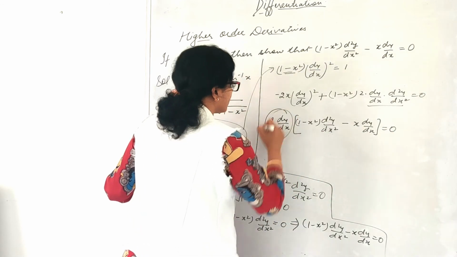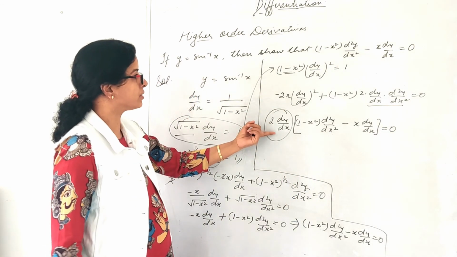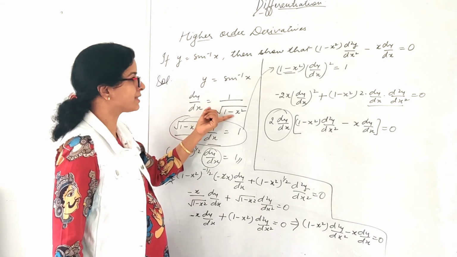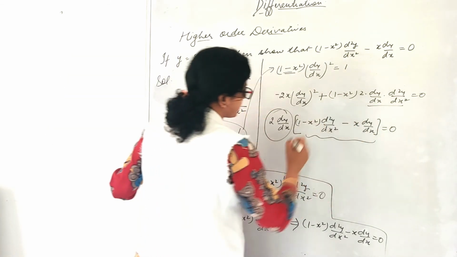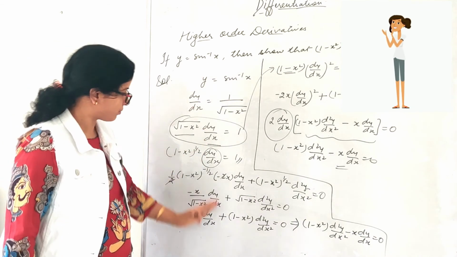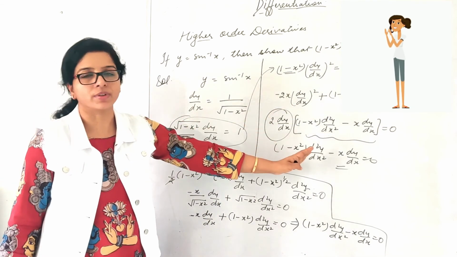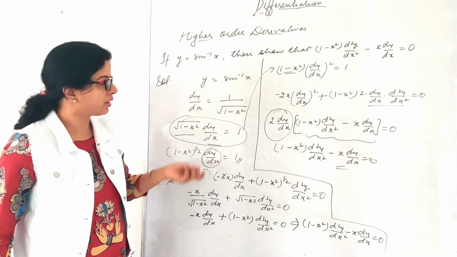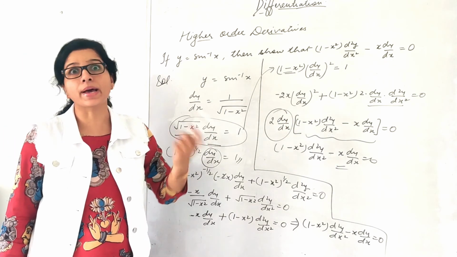Now this part cannot be equal to 0 because I know my dy by dx has some value. So my bracket part should be equal to 0. So I got my desired result. So either you can do it with this method or you can proceed with that method. Is that clear?